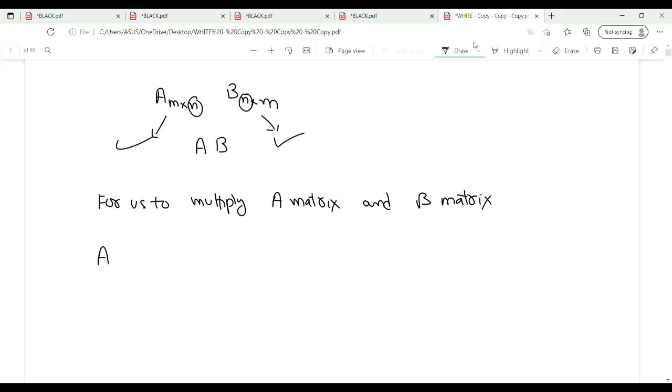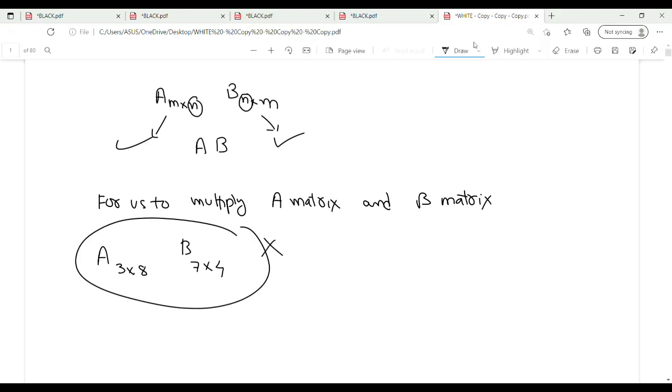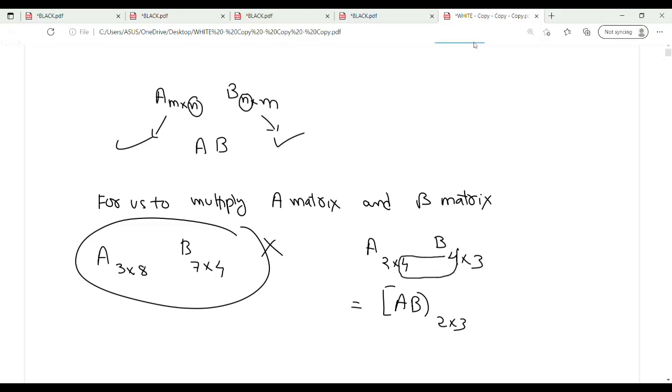Let's say we have an A matrix 3 cross 8 and a B matrix 7 cross 4. We won't be able to multiply these matrices. But let's say we have a matrix A, which is a 2 cross 4 matrix, and a matrix B, which is a 4 cross, let's say, 3 matrix. The resultant matrix, which is the AB matrix, will be of 2 cross 3 order. You can think like this, that this will get evened out.